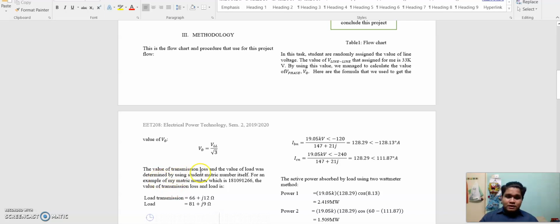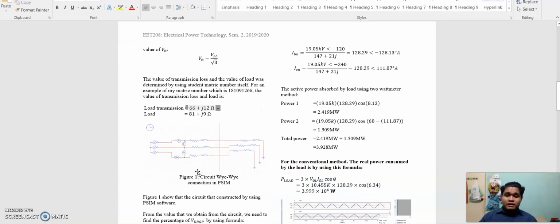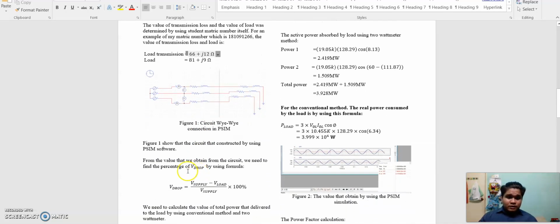The value of transmission loss and the value of load were determined by using the student's metric number itself. For example, my metric number is 1810912266, so the transmission impedance is 66 plus j12 ohm, and then the load is 81 plus j9 ohm. This is my drawing simulation in PSIM. So from those values we can obtain the circuit.